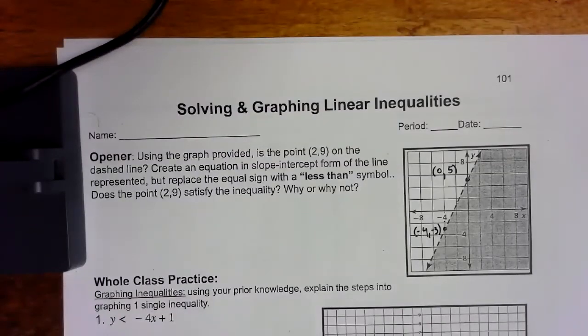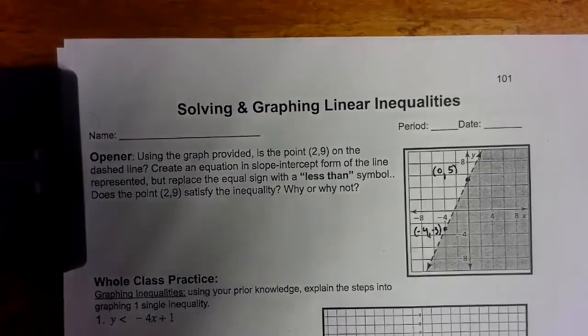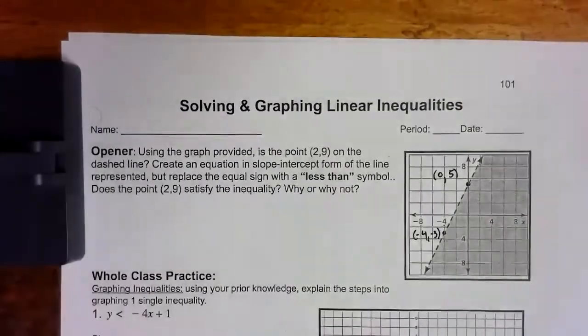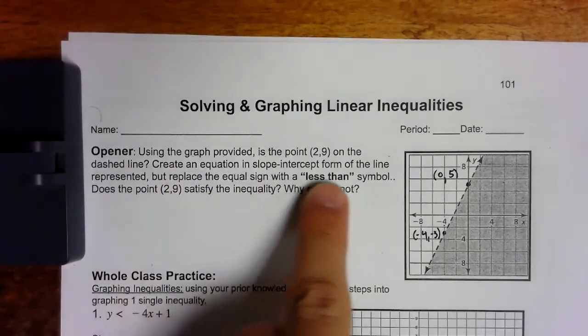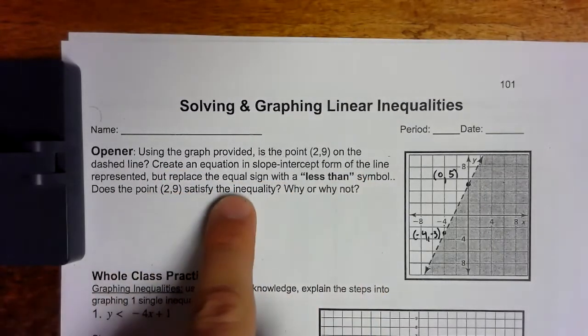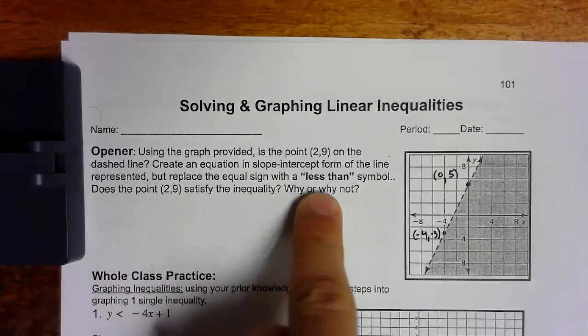Everyone, welcome back. We are now on to solving and graphing linear inequalities. Once again, we have an opener. I'm going to give you a little bit of a hint to get started here. I don't know that it's all that clear, but really the first thing that you need to do, and it says here, is to create an equation in slope-intercept form of the line represented. And then you're going to replace the equal sign with the less than symbol.